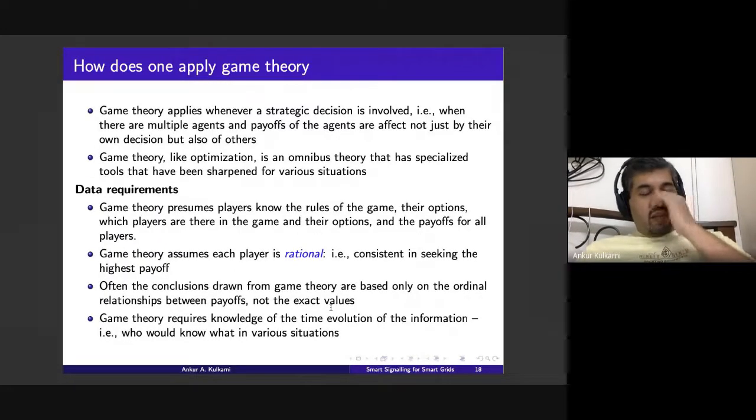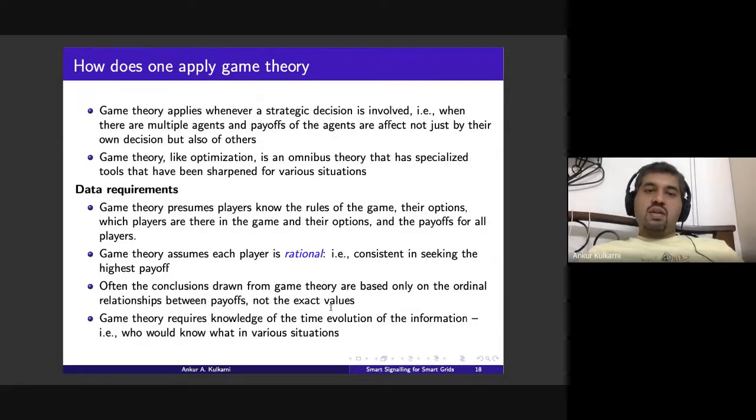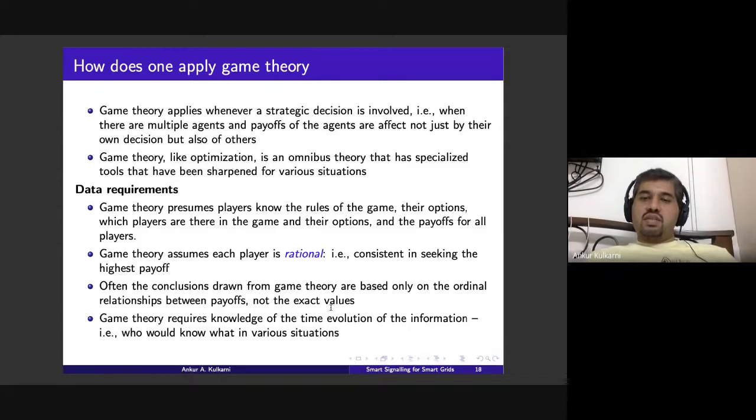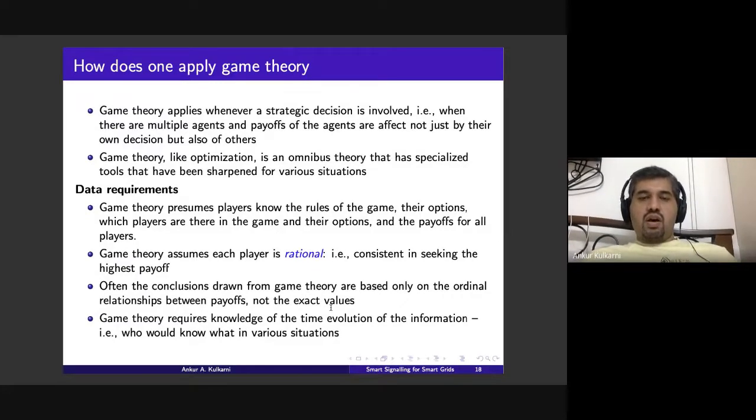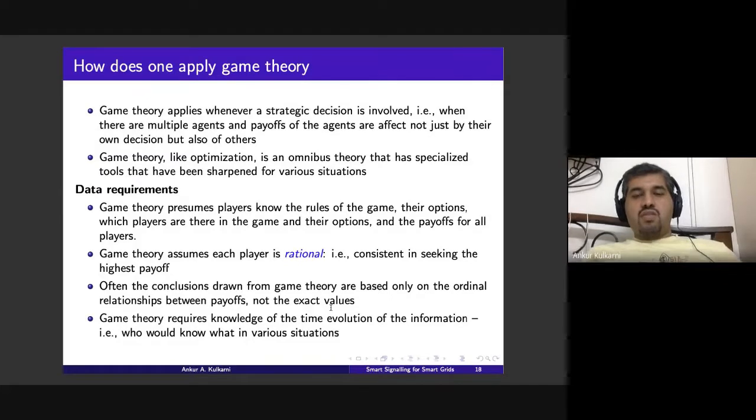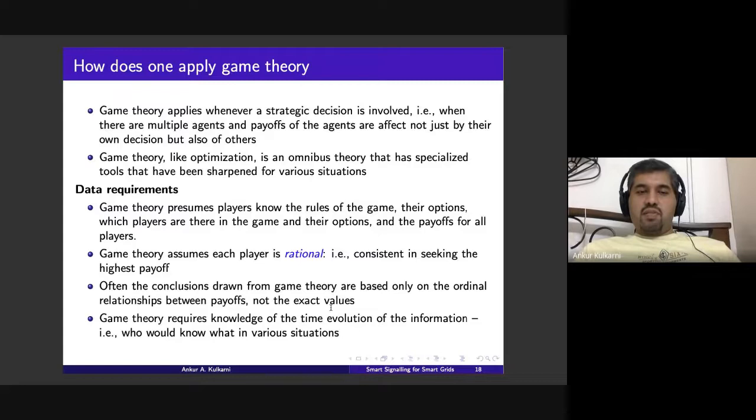So, how do you apply game theory in general and in this particular context, in the smart grid context? Game theory you will apply whenever there is a strategic decision involved. Obviously, in the kind of situation I mentioned for smart grids, strategic decisions are involved about how much to curtail and so on. Whenever there are multiple agents involved, and each agent has a payoff, and their payoffs are affected not just by their own decisions but also by those of the others, that means there is a coupling between agents. You can apply game theory.